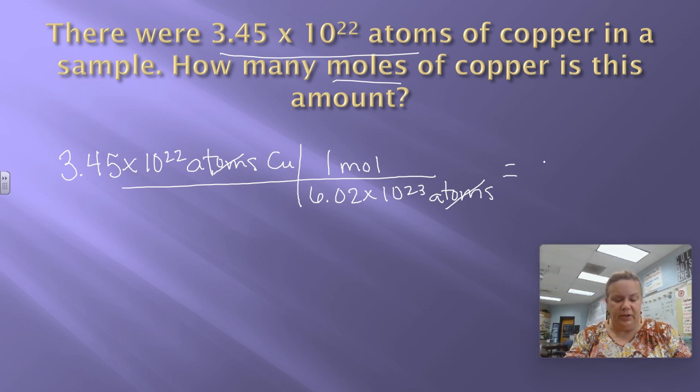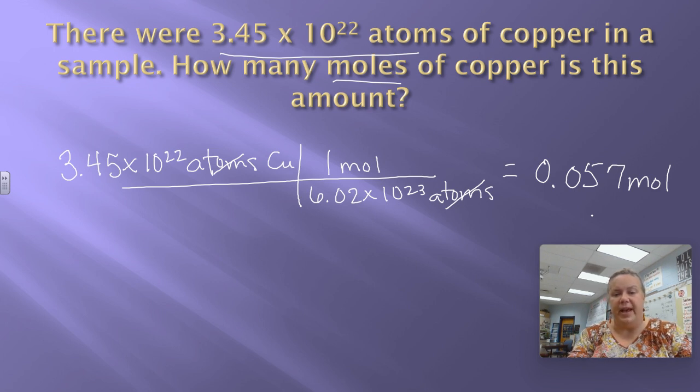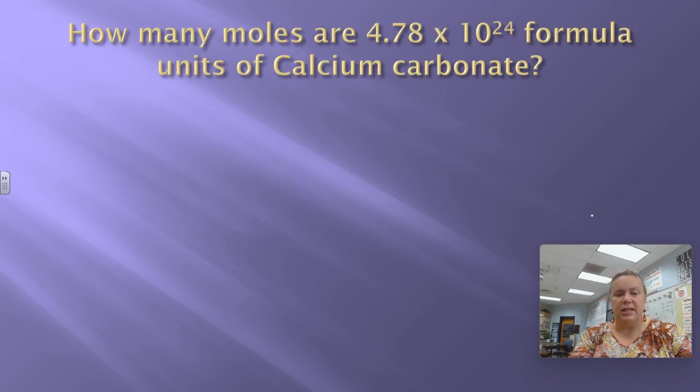So again, I would like for you guys to punch this in your calculator so that you're doing this correctly. And you should get something like 0.057 moles. And that's how many moles of copper. Notice that's a small amount of moles of copper, but that's still a substantial amount of atoms. Let's go on to the next question.